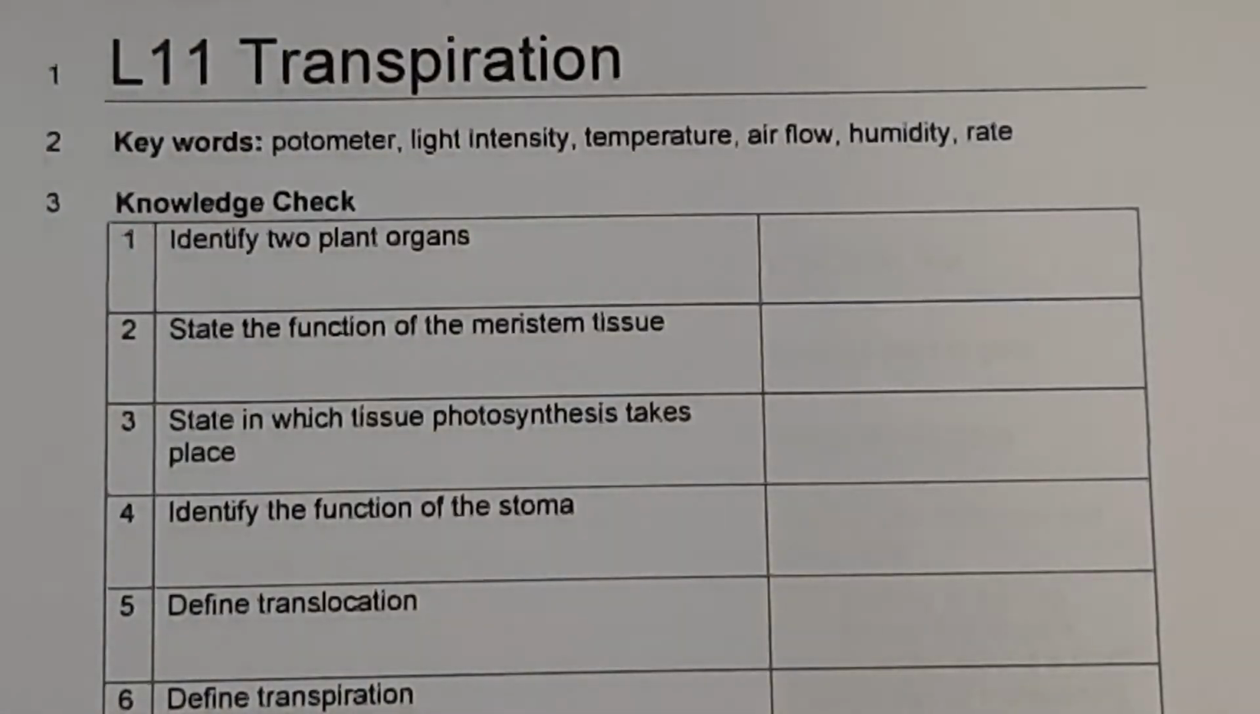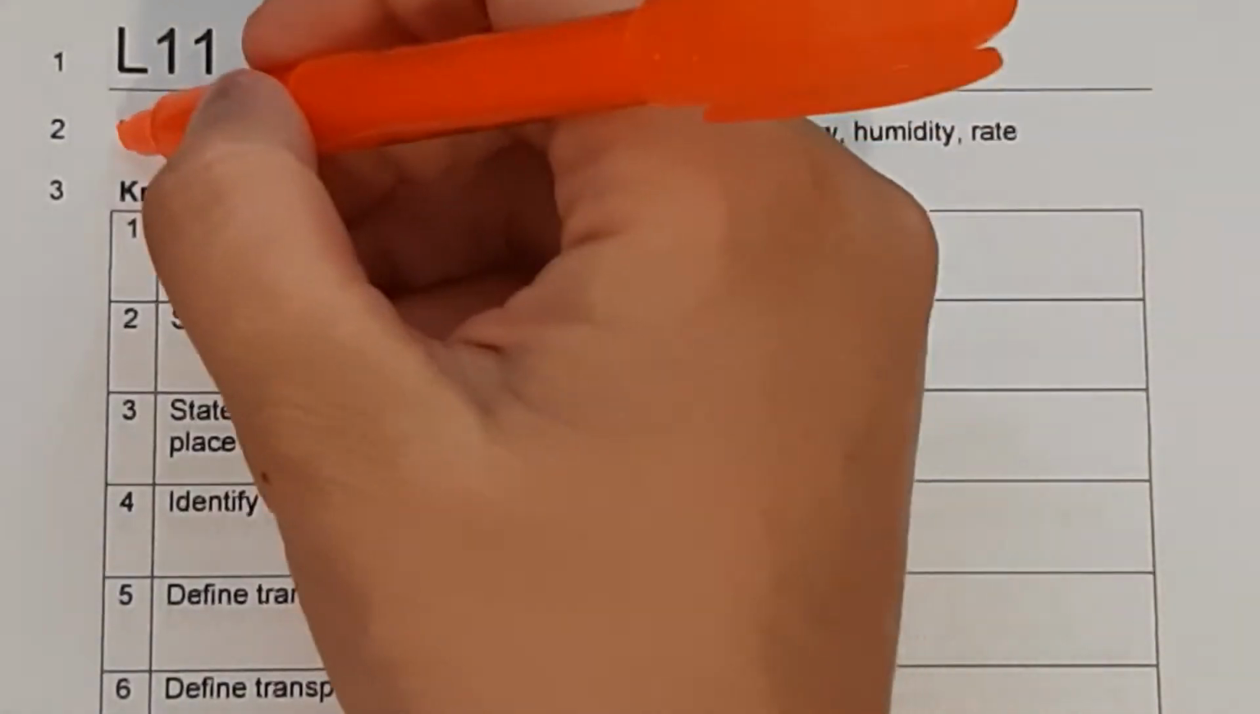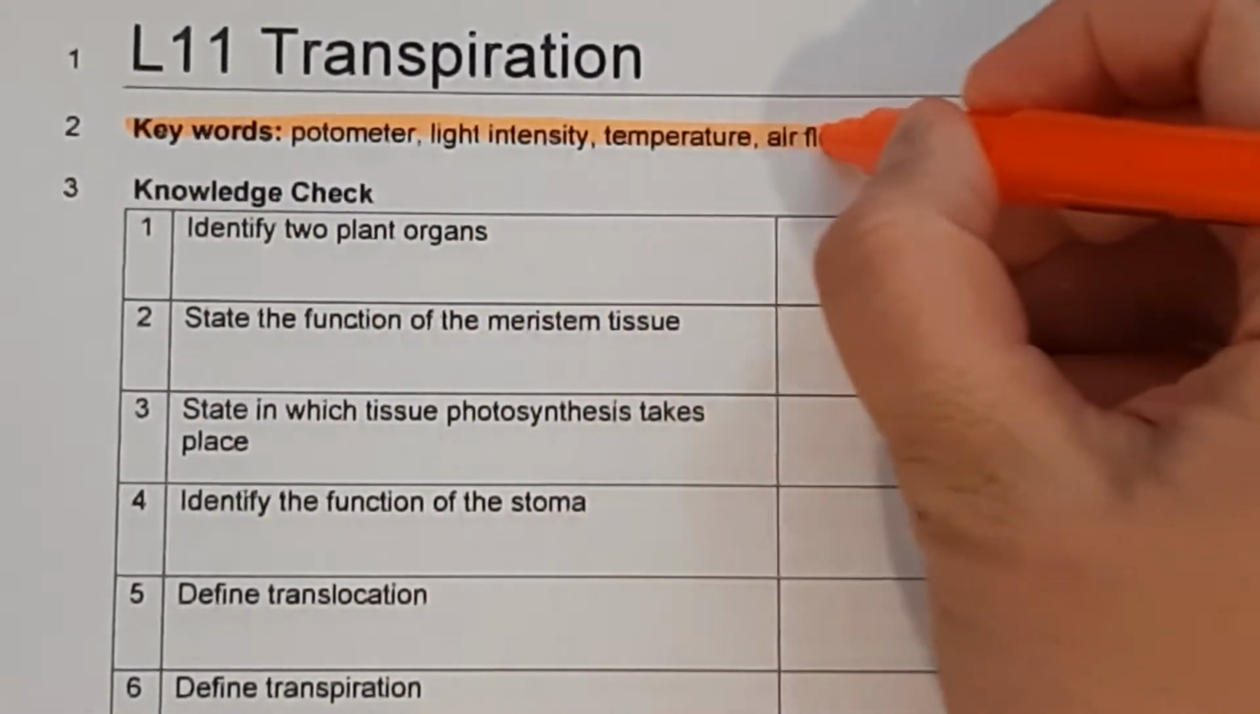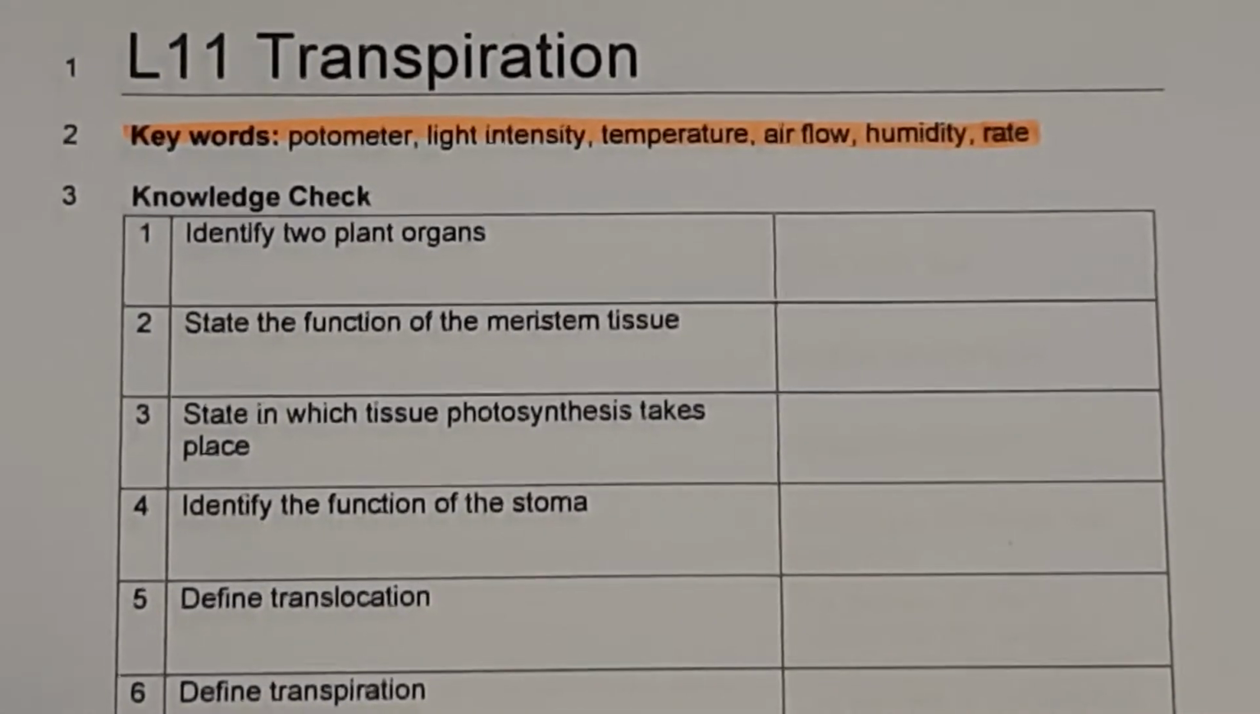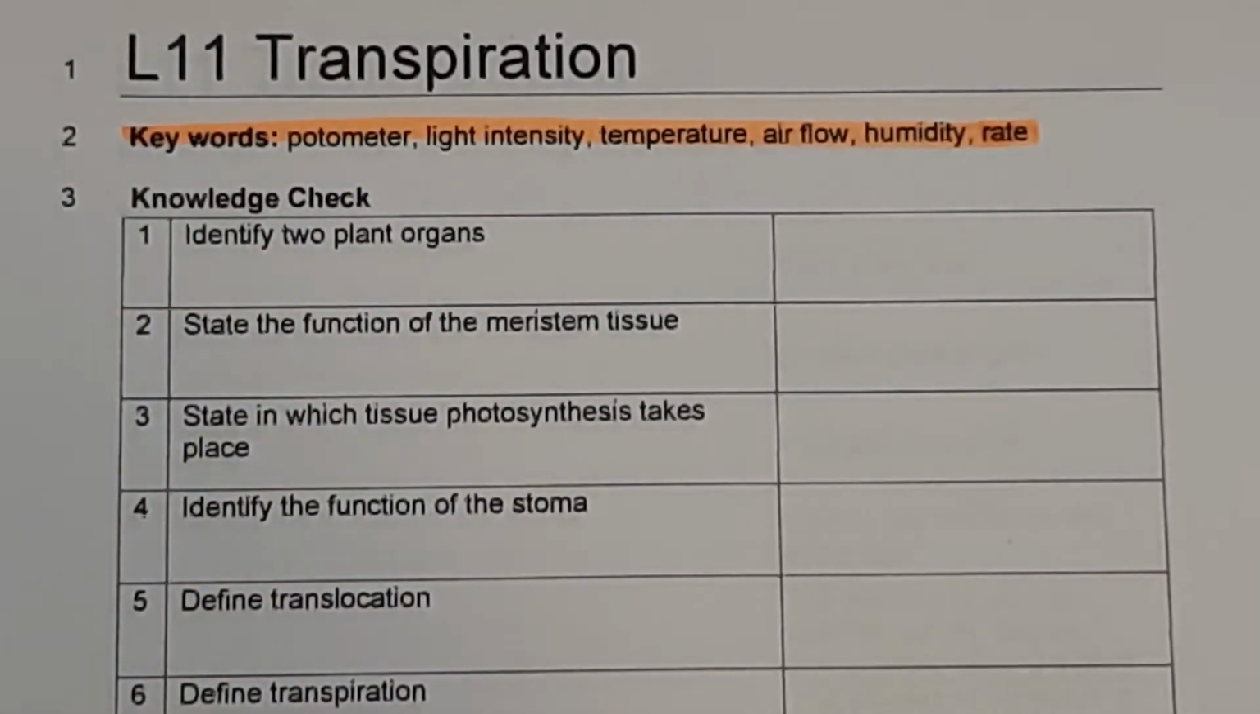Hello, this is GCSE Organisation with Mrs Castanera, and this is Lesson 11, Transpiration. So, today our keywords are potometer, light intensity, temperature, airflow, humidity and rate. By the end of the lesson we should know what all of these mean and be able to explain them.